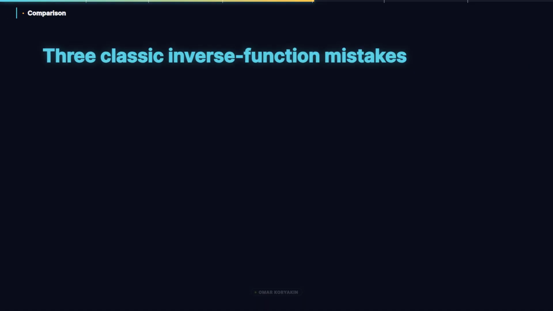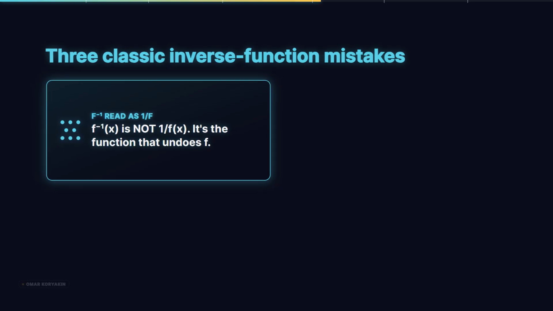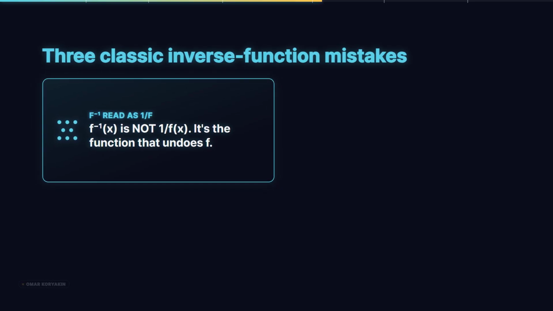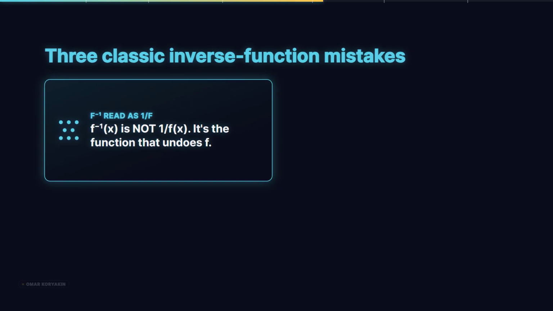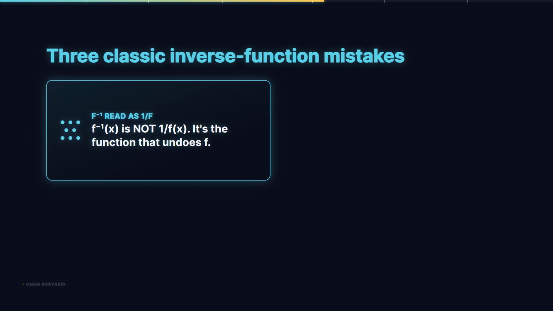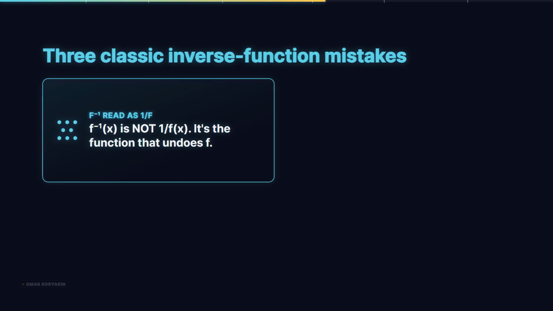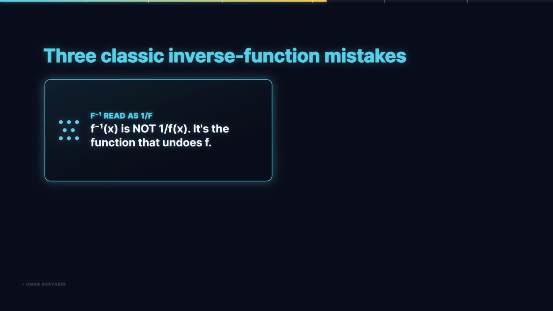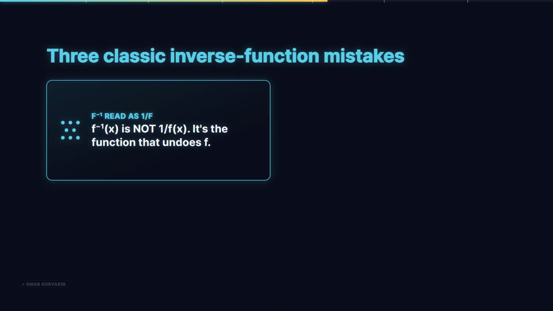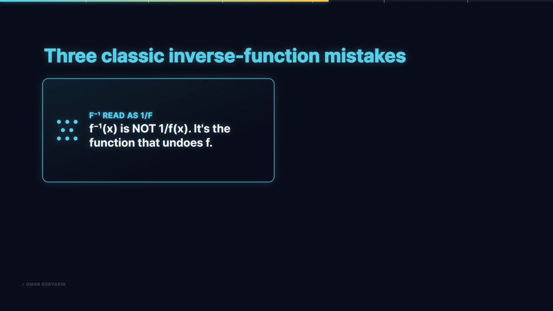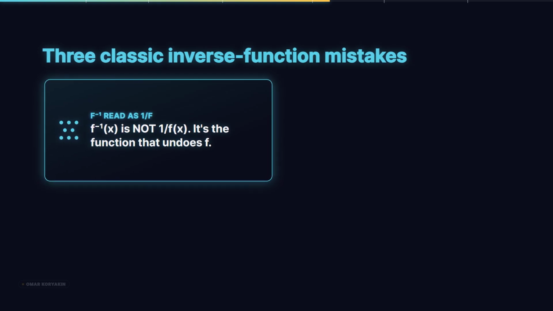Three mistakes that catch every algebra student during their first weeks of inverse function work. Each one is fixable with a small explicit habit applied on every problem. First mistake, reading the inverse notation f to the negative 1 as 1 over f. The notation looks like a negative 1 exponent, which would normally mean the reciprocal, but in function context the negative 1 denotes the inverse function, not the reciprocal of the function value.